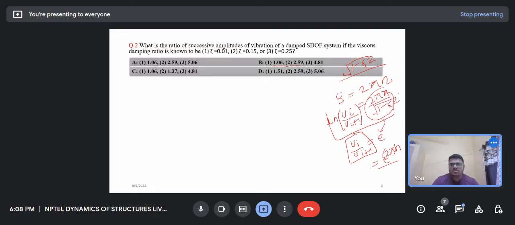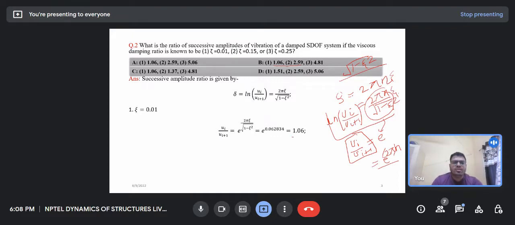Anyone? Let us discuss. The successive amplitude ratio, as we discussed, is given by 2 pi xi divided by the square root of 1 minus xi square. Sorry, there would be xi also, initially I forgot that. So for the damping 1%, we calculate, and the successive amplitude ratio comes out to be 1.06. For 15%, we calculate it is 2.59.